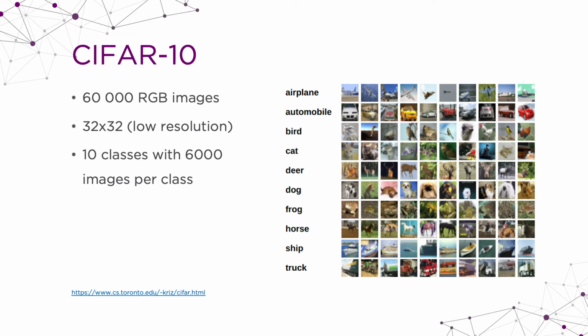CIFAR10 is also a pretty widely used dataset. It's relatively small in size, 60,000 RGB images, and it's very low resolution. It can sometimes be very difficult to make out what's in these images. We have 10 classes with 6,000 images per class, and you can see the different classes: airplane, automobile, bird, etc.